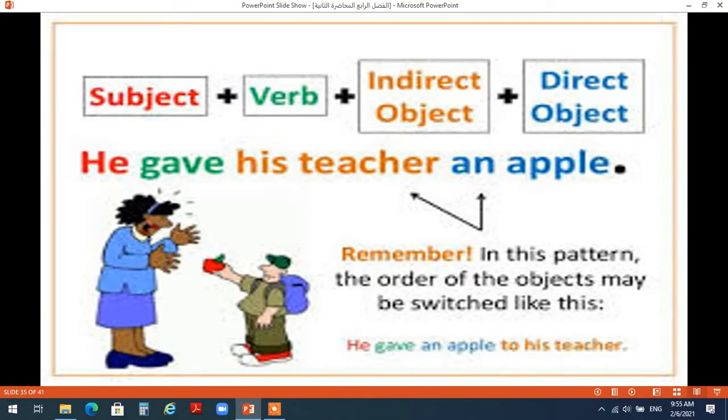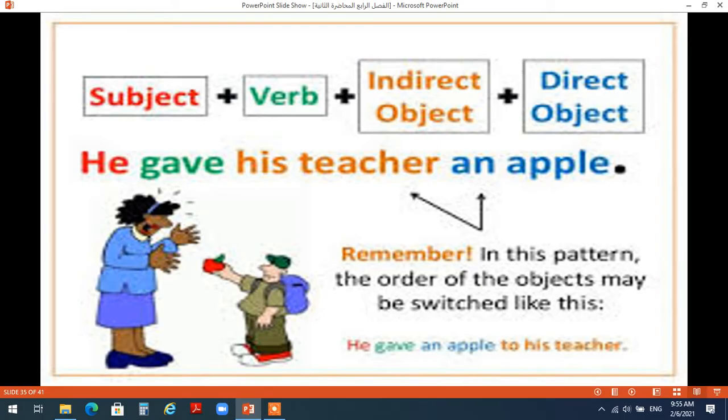النمط الثالث راح يتكون من فاعل وفعل و indirect object and a direct object. يعني راح يكون نوع الفعل في هذه الحالة هو ditransitive verb. For example, he gave his teacher an apple. إذن his teacher will be the indirect object and an apple will be the direct object.